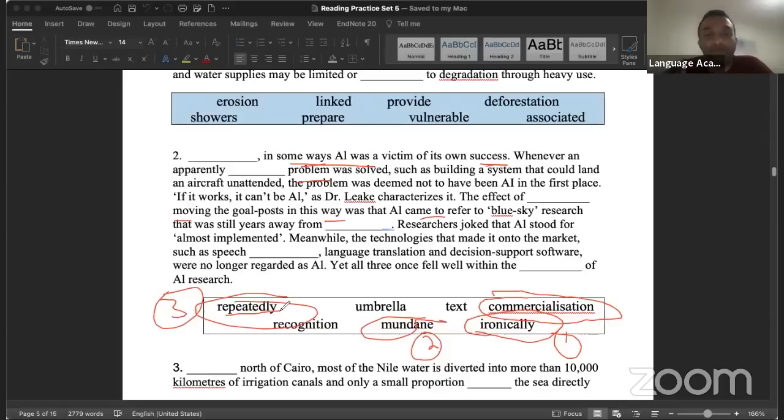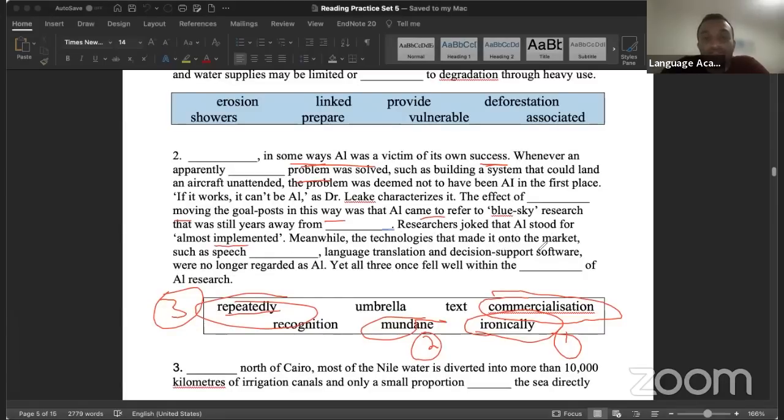Repeatedly moving the goalpost in this way, so that it is not necessary, or you don't need AI. That is why it will be repeatedly. Okay, clear? Then researchers joked that AI stood for almost implemented.